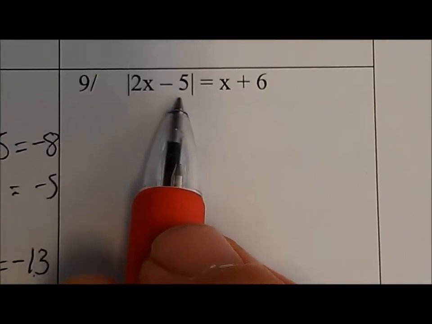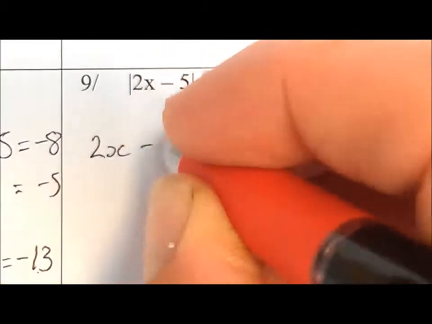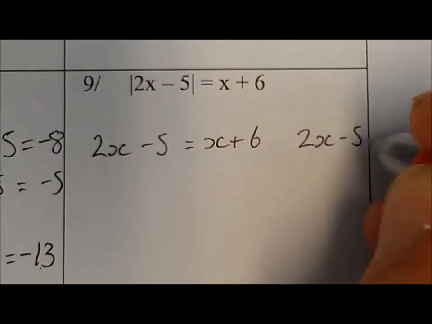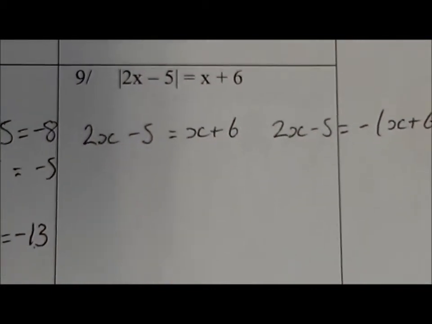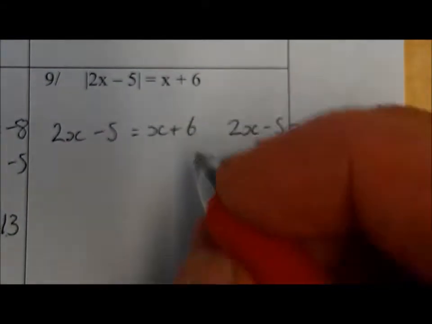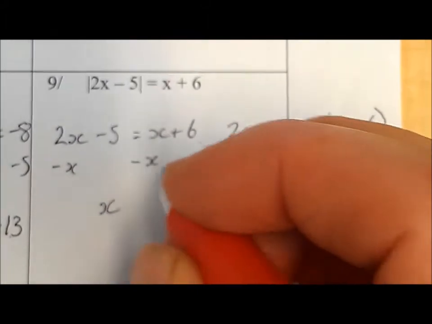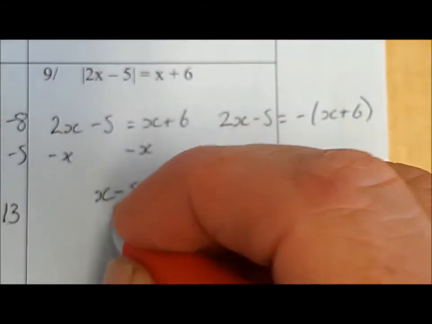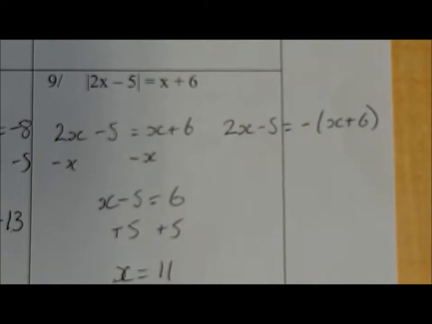Absolute value of 2x minus 5 is equal to x plus 6. Once again, whatever's inside the absolute value could equal the positive, or whatever's inside could equal the negative. So we get two cases again. In this case here, again we'll just do our normal equation solving processes, collecting the like terms together, adding 5 and adding 5, and getting x is equal to 11.